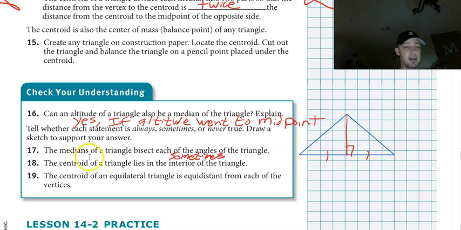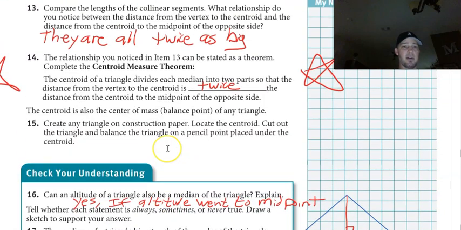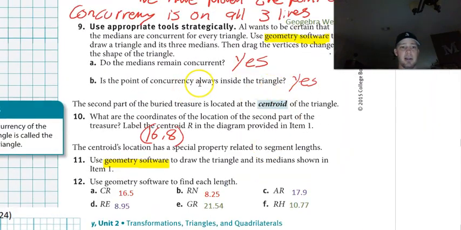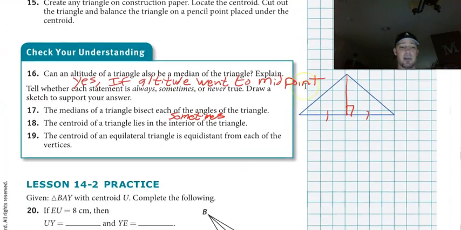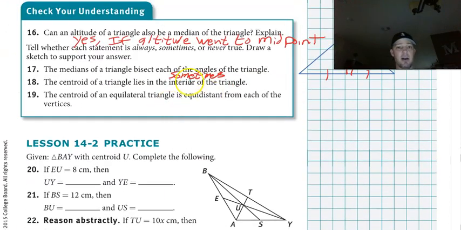All right, what about the centroid of a triangle lies on the interior? We've already talked about that one. I think that was one of the other questions up here that we did. The point of concurrency is always inside, yes. So it's always going to be on the interior of the triangle. So that one is always true.